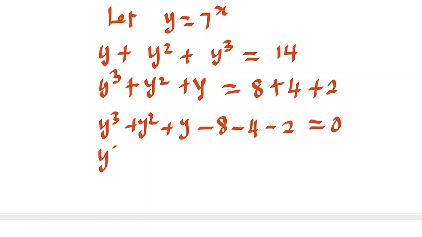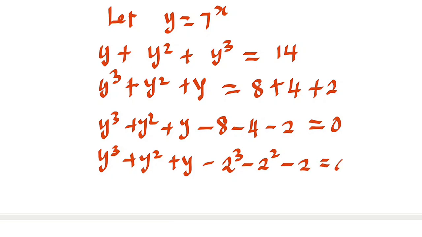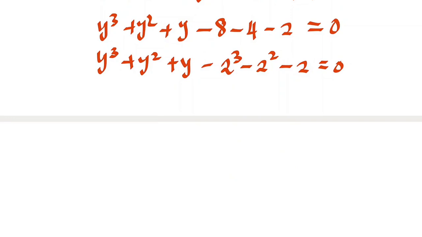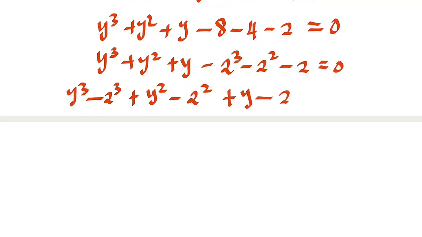Now here we have y to the power of 3 plus y to the power of 2 plus y minus, we can write 8 as 2 to the power of 3, minus 2 to the power of 2, that is 4, then minus 2 equals 0. Right, so from there the next thing we're going to do, let's try to rearrange. Those with power 3, we can have y to the power of 3 minus 2 to the power of 3, then plus y to the power of 2 minus 2 to the power of 2, then plus y minus 2 equals 0.